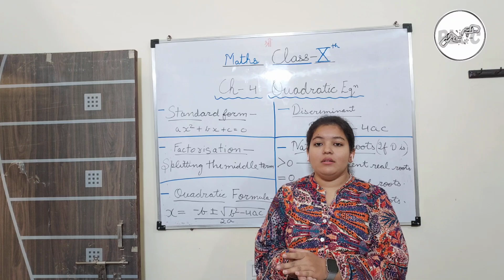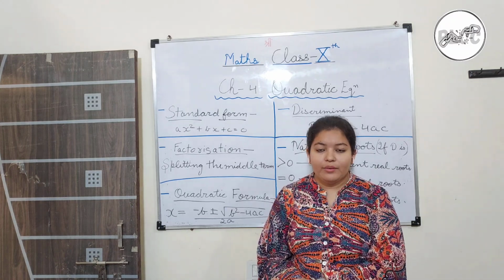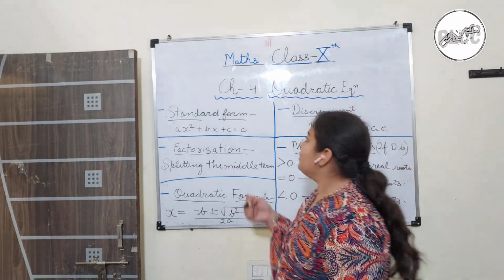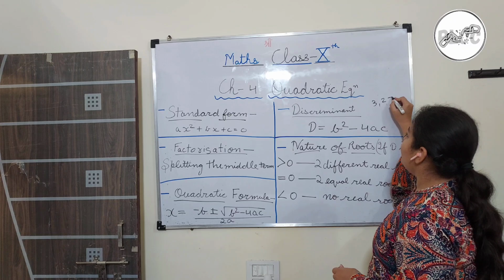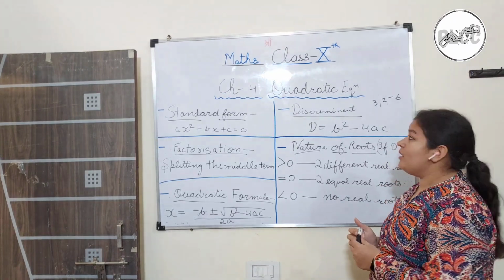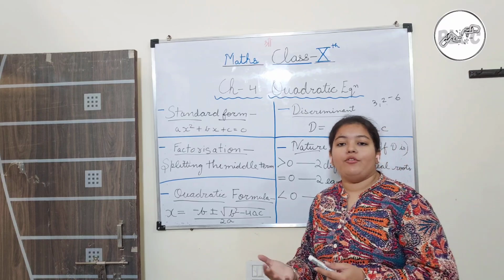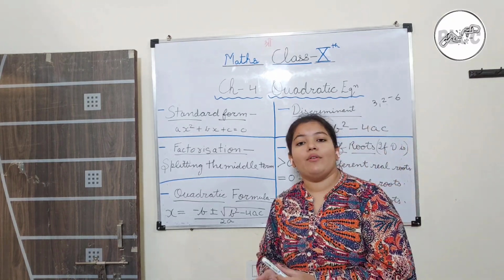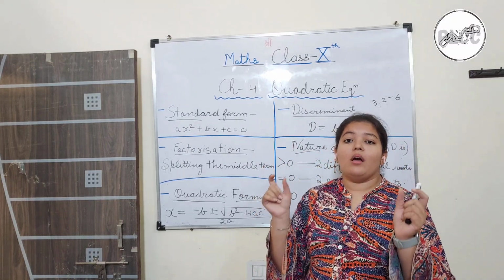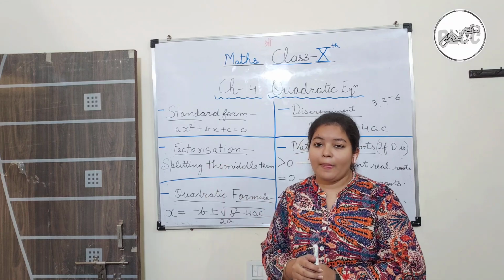Factorize means taking out the factors of any number, right? If I say that 3 and 2 are the factors of 6, it means the product of 3 and 2 will give me 6, right? In the same way, we have to factorize any quadratic equation. We have to take equations whose product is the given equation.